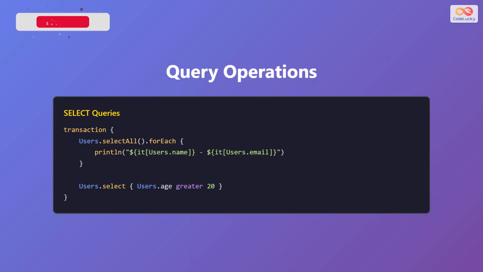Querying data is simple with Exposed's DSL. To retrieve all records, use Users.selectAll, then iterate through the results with forEach. You can access column values using square bracket notation with the table and column name. For filtered queries, use the select method with a where clause. In this example, Users.select with the condition Users.age greater than 20 will return only users whose age is greater than 20. The syntax is intuitive and type-safe.